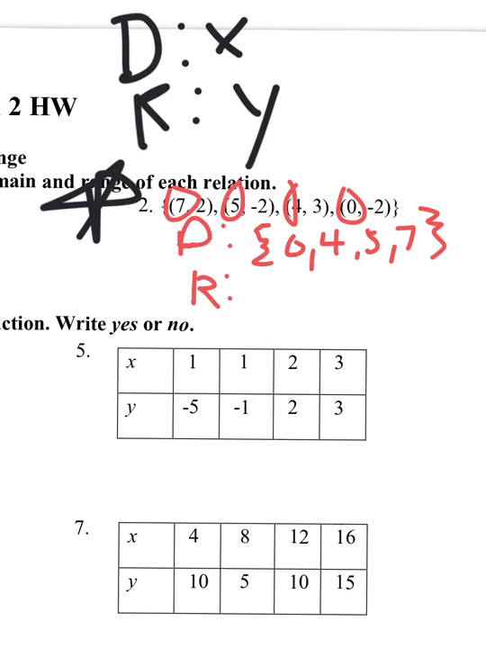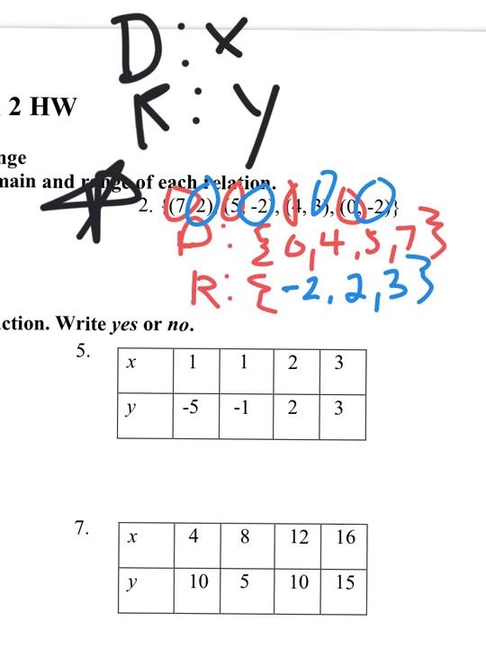So if I said, what's the range for this relation? Put them inside set braces. Now we're looking at the y values. If I look at the y values, I'm looking at 2, -2, 3, -2. If you notice, -2 is in there twice. When we put it in here, we only put it in there once. So -2, 2, and 3, and then there's the set brace.